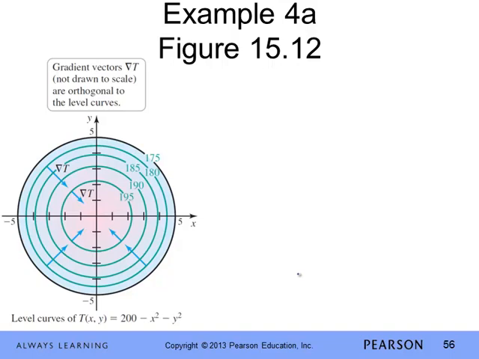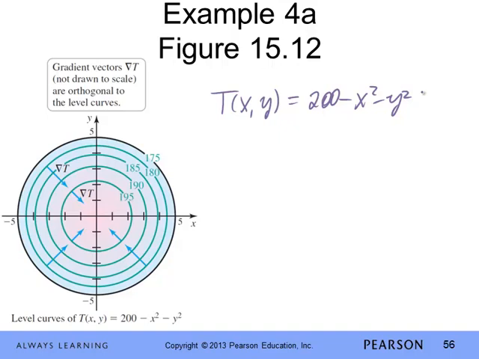On page 1076, here we've got the temperature on a metal plate being a function of x and y, given by 200 minus x squared minus y squared. So basically what this says is, on this circular metal plate of radius 5 units, right at the origin the temperature is 200 degrees.